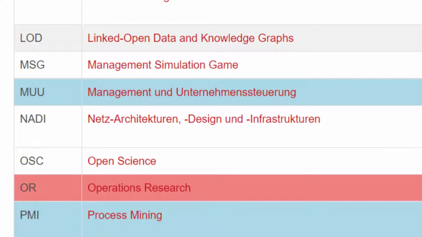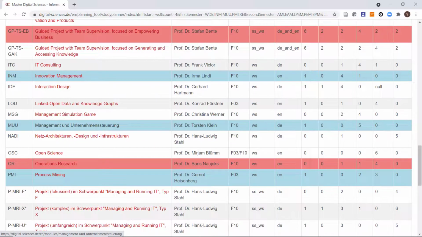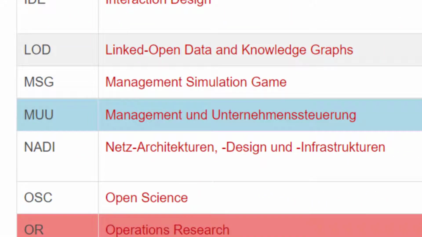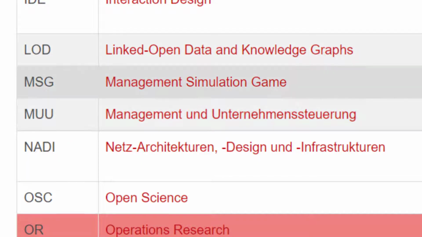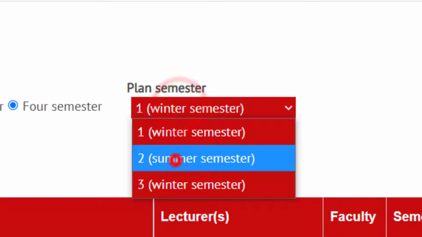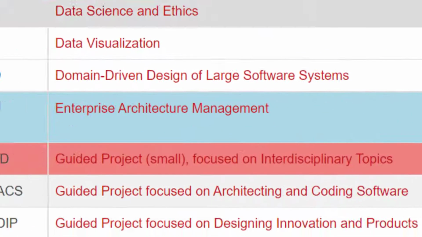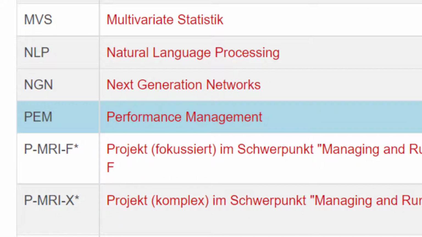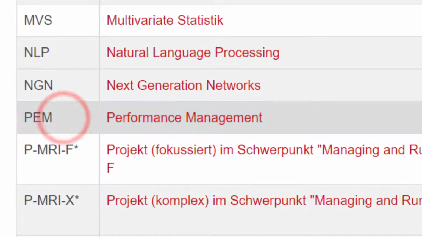And if you click on the acronym, not on the title, that will lead you to the description of the module, so you can read it. No, you should click here on this acronym. There you can deselect it. So he just deselects it for the moment. And then he goes to the summer semester. And here is the Performance Management, the one in German, also deselected.